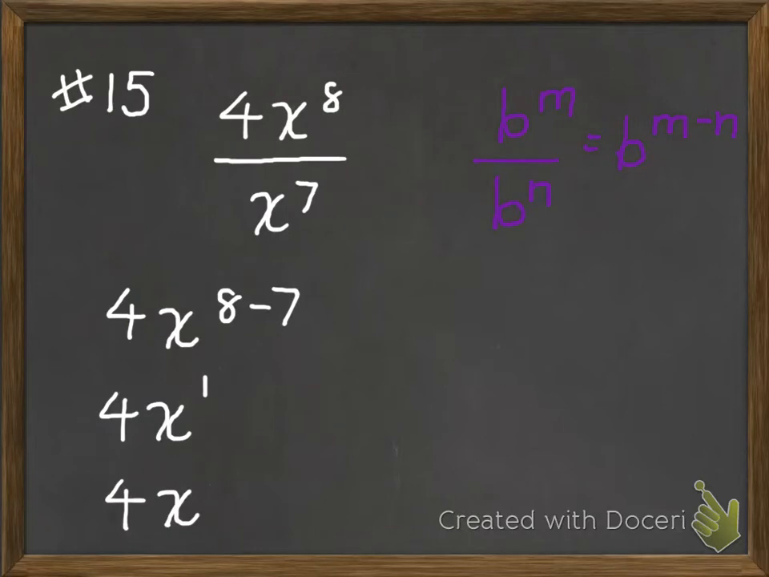Number 15. Simplify 4 times x to the power of 8 divided by x to the power of 7. Well, we look for our like bases. We see that they're dividing. The x and the x are dividing. The result of division is a quotient, so we use the quotient rule, where we subtract the exponents. 4 times x to the power of 8 minus 7 is 4 times x to the power of 1, which is the same as 4 times x.